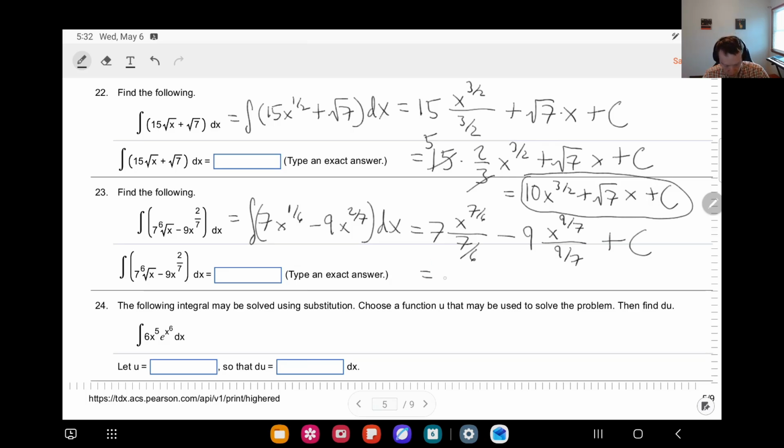And let's just move a little more quickly here. That simplifies to 6 x to the 7/6 minus 7 x to the 9/7 plus c. Okay, that's it.